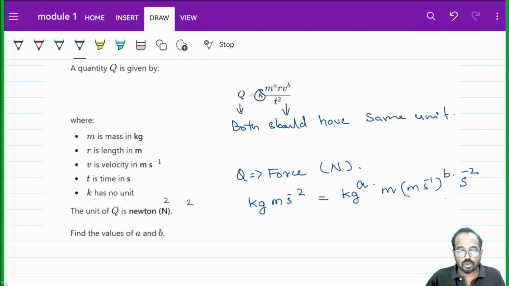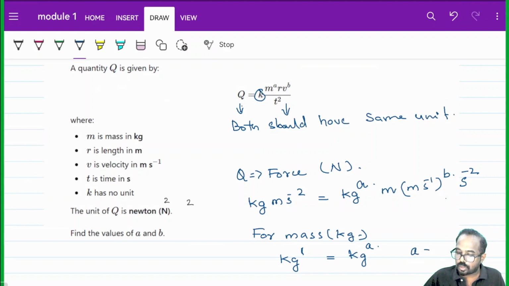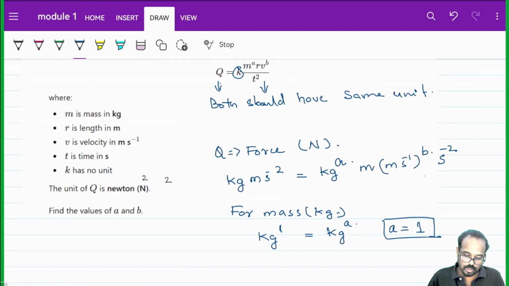Now we can compare the powers of the quantities on both sides. For mass, mass is measured in kg, right? So when you check kg, what is the power on the left hand side? 1, which should be equal to kg here. What is that? Kg to the power A. From here, both should be the same, right? So A equal to 1. You got the first part. The question is to find the value of A and B. Next quantity, you check the length.